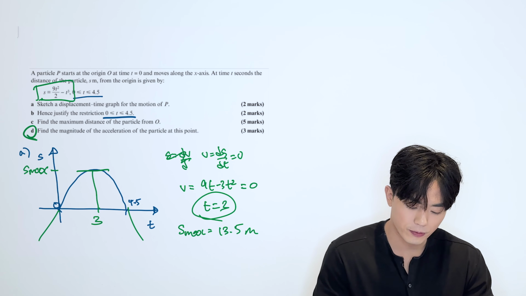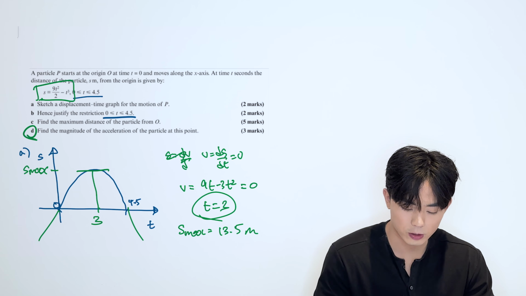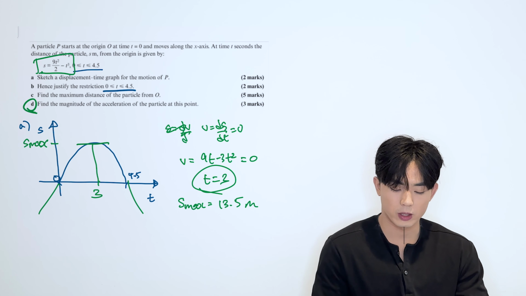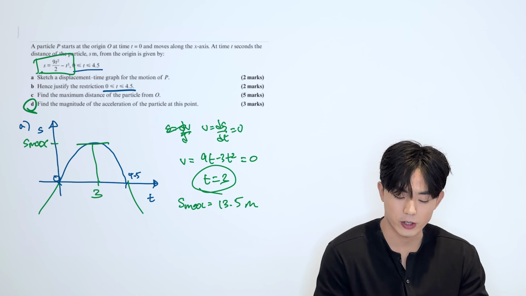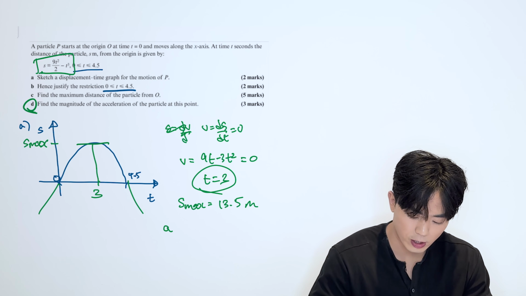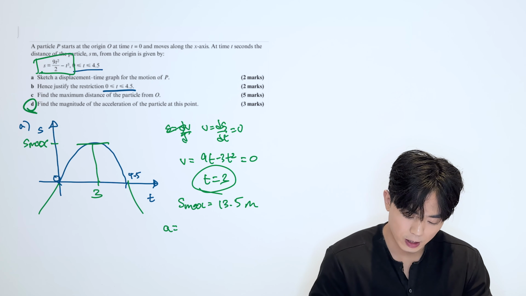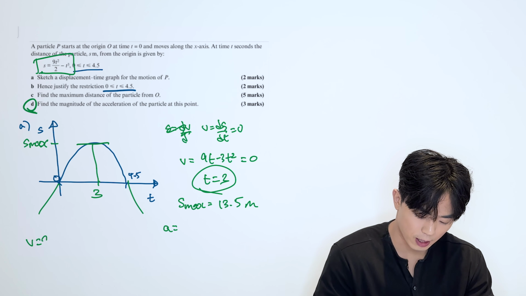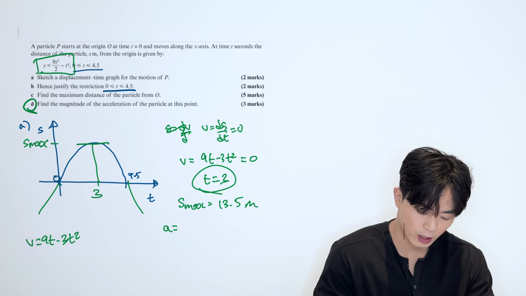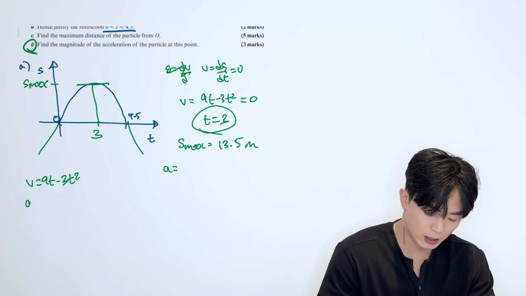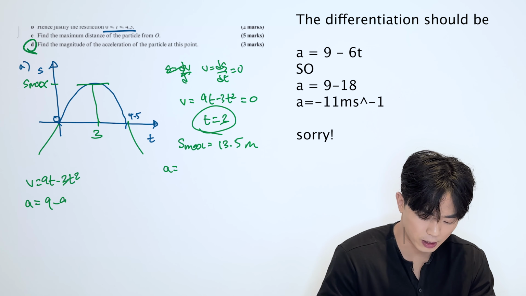And lastly, D, find the magnitude of the acceleration of the particle at this point. Well, the velocity is 0 doesn't mean that the acceleration is going to be 0. So what I have to do is differentiate that velocity equation here. So velocity from earlier was 9t minus 3t squared. If I was to differentiate this to get the acceleration function, I'll get 9 minus 9t.